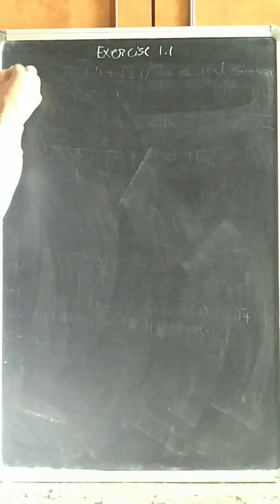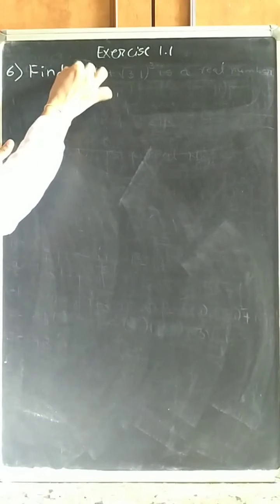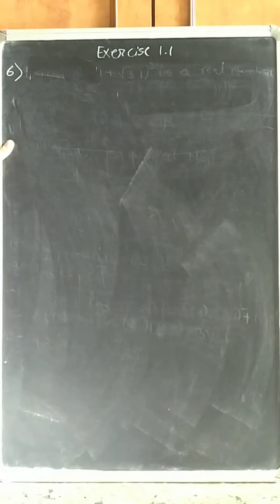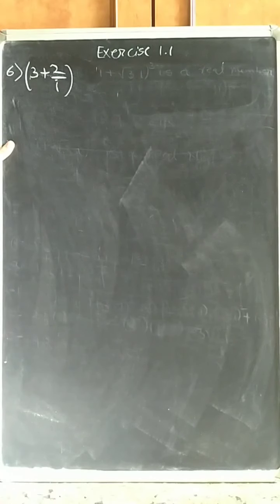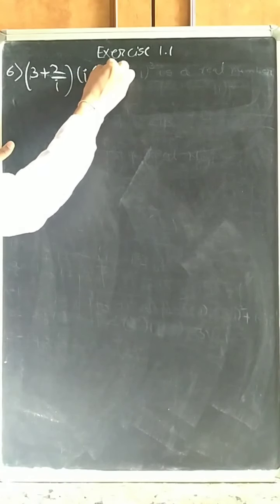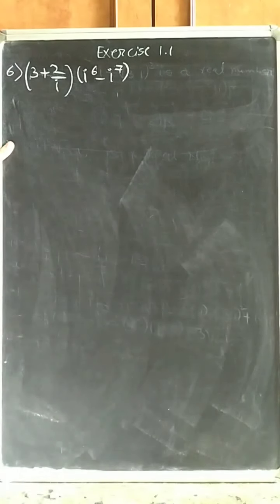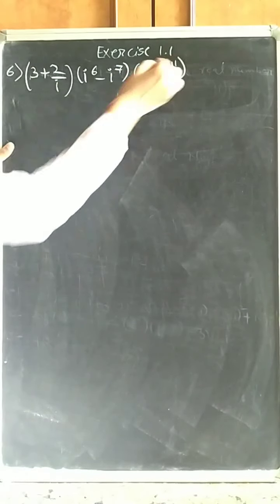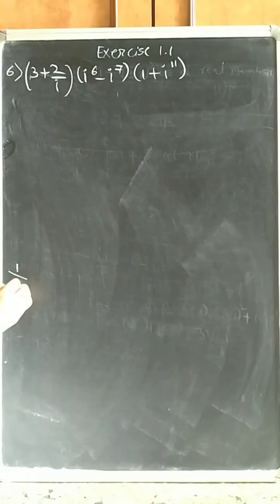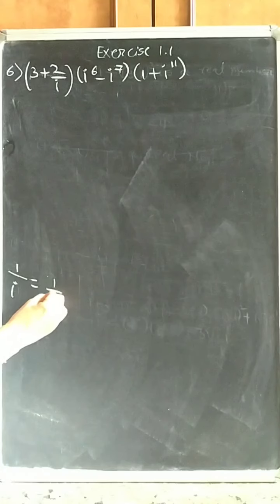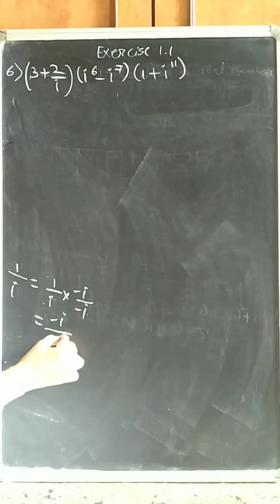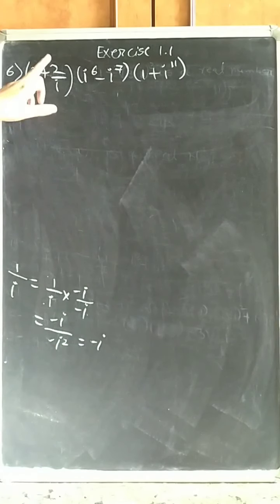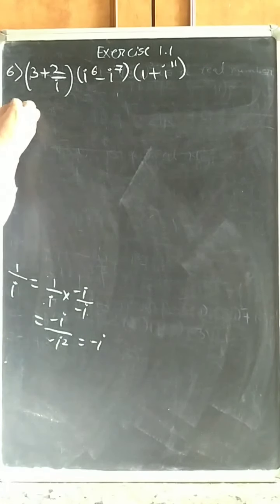sixth question. Find the value of (3 plus 2 upon i raised to 6 minus i raised to 7) into (1 plus i raised to 11). Now we have already done 1 upon i. Multiply 1 upon i by minus i, so minus 1 into minus i into minus i is minus i square, so we get minus i. So in place of 1 upon i we just took minus i.